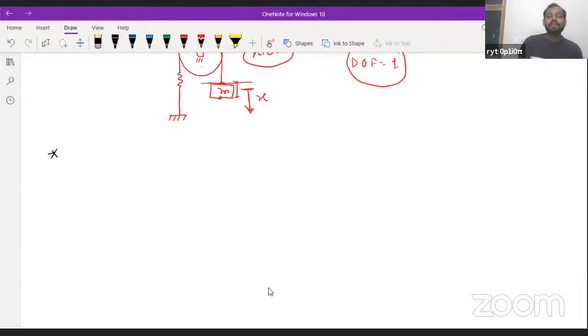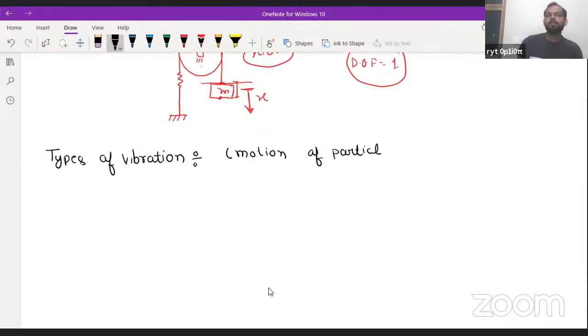Okay, so there is one more classification of the type of vibration that I am discussing here. This classification is done on the basis of motion of particles. What is the motion of the particle? On that basis the vibration is defined. So what are the types of vibration?